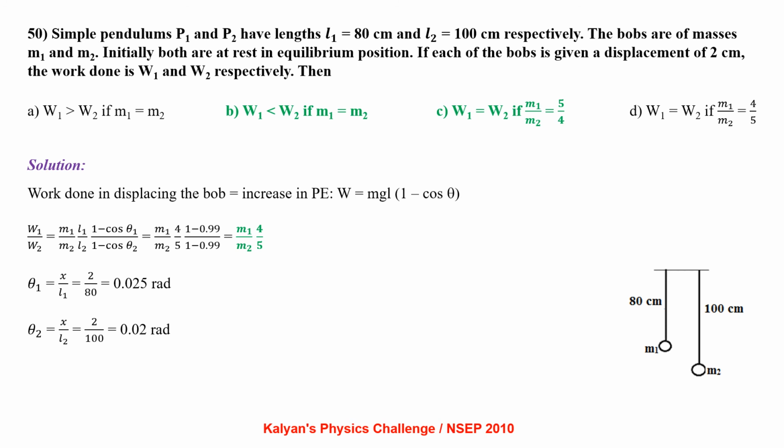Then, work done in displacing the bob is the increase in potential energy, that is W equal to mgl of 1 minus cos theta. Taking the ratio, we get W1 by W2 equal to M1 by M2 into 4 by 5. From there, theta 1 is x by L1, that is arc length equal to radius into angle. We get theta 1 equal to 2 by 80, that is 0.025 radian, and theta 2 equal to 2 by 100, that is 0.02 radian.